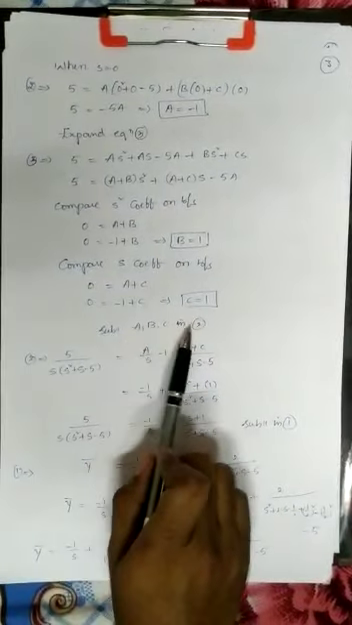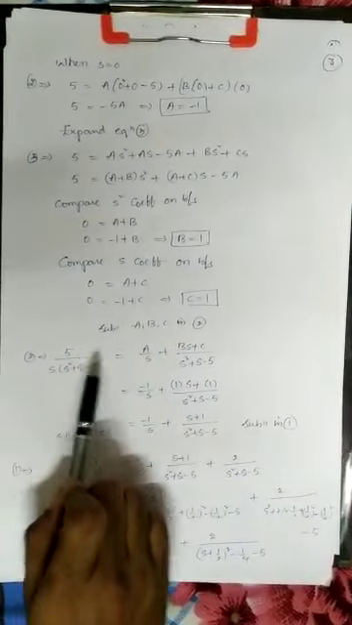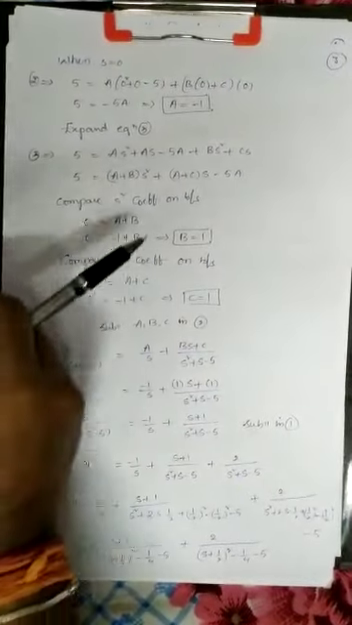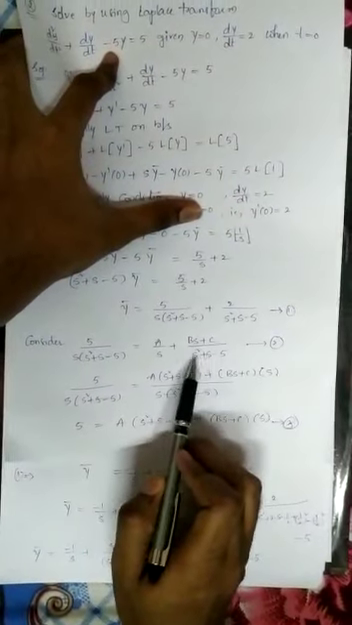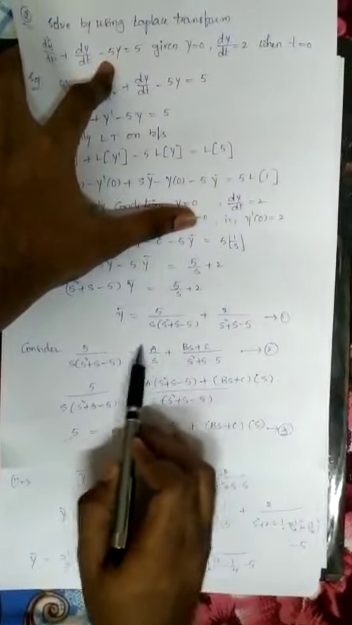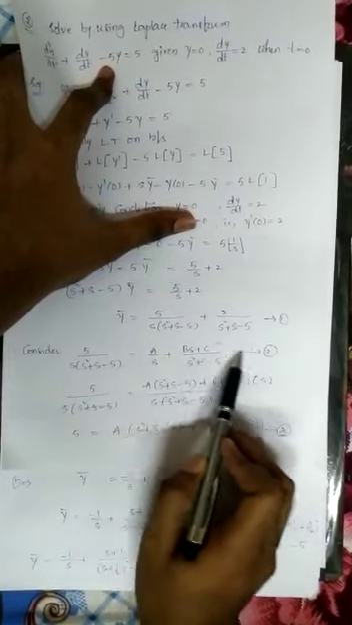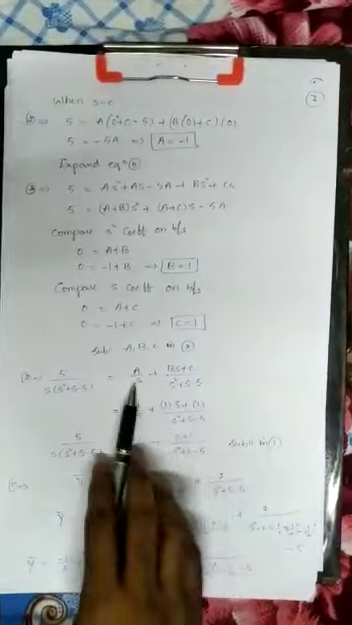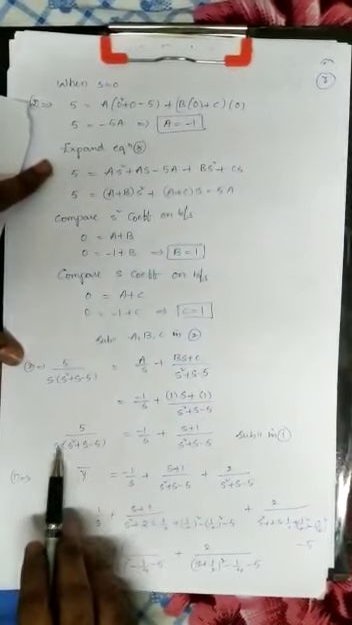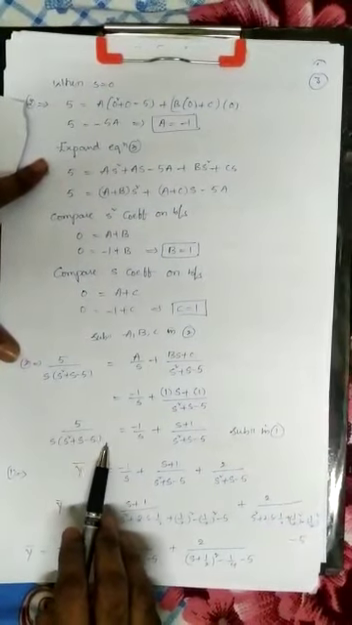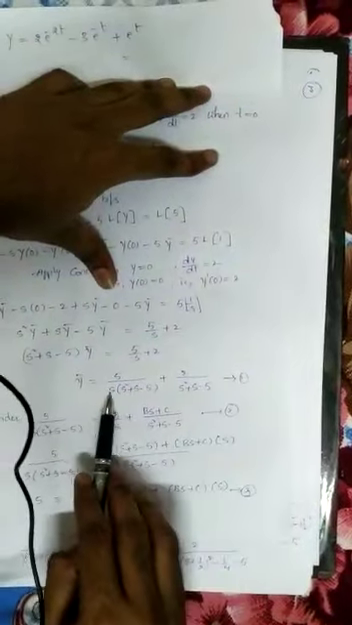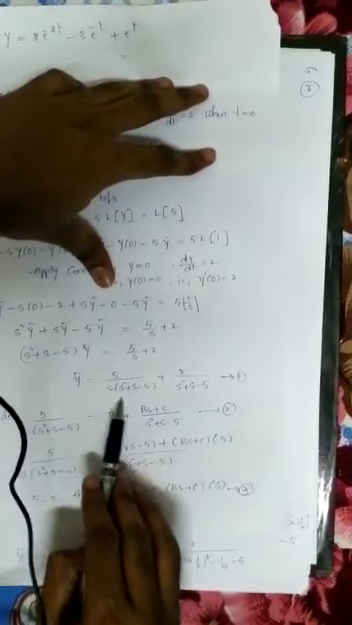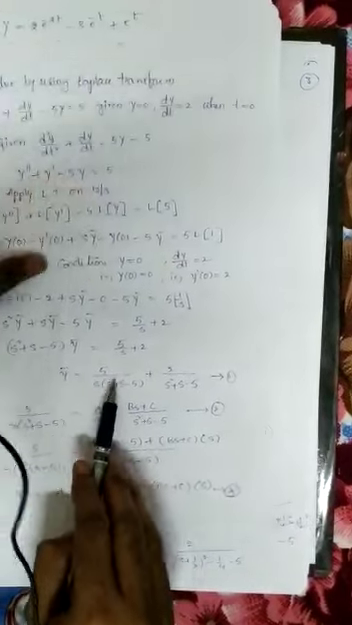Then substitute the a, b, c values in equation number 2. So equation number 2 is a by s plus (bs plus c) by (s square plus s minus 5). Substitute the a, b, c values in this equation. Then you will get the value of 5 by s into (s square plus s minus 5). So substitute this value in equation number 1. This is equation number 1, and we got this value. So substitute this value here.